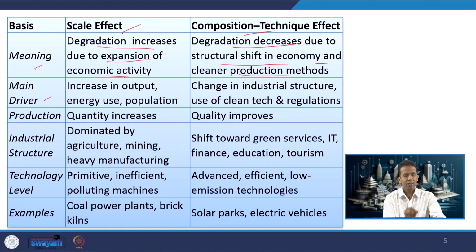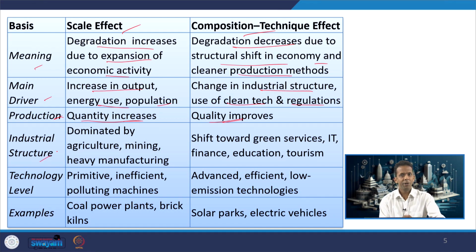The main driver in scale effect is increase in output. So, it will increase the use of raw materials, use of energy, and increase the population, okay. And in the composition technique effect, the main driver is change in the industrial structure, use of clean technology, following the regulations and compliances, right. In terms of production, it is quantity which is important, and quantity of production goes on increasing, whereas in composition technique effect, it is the quality of production which will go on improving.